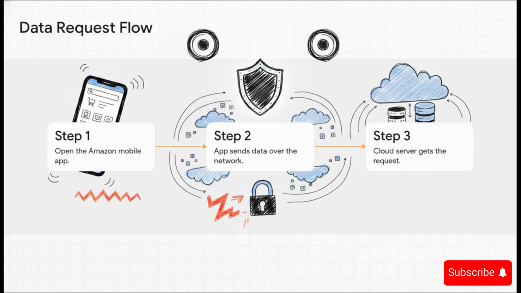Let's put this into a real-world scenario so you can see it in action. Think about when you open up the Amazon app on your phone. That is step 1. Step 2? You search for, say, a new pair of headphones, and your app sends that data request out over the internet. And step 3, the Amazon cloud server catches that request and blasts the product details right back to your screen. Your phone is endpoint 1. The Amazon server is endpoint 2. Now, because data is constantly zipping between them, cyber attackers are absolutely going to try to intercept it. That's why locking down these interaction points is non-negotiable.